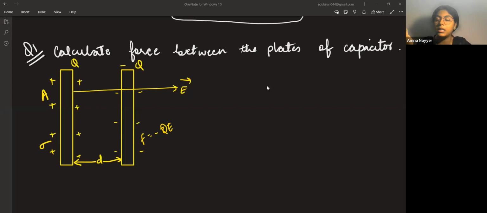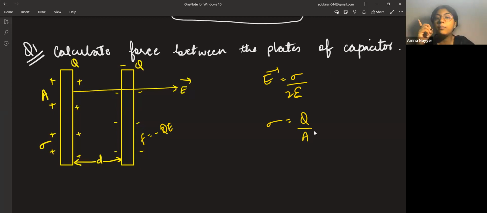Derive the force between the plates of a capacitor. The electric field we had studied is sigma by 2 epsilon naught for a single infinite sheet. Remember the application of Gauss theorem when we did that. And sigma is equal to charge per unit area.